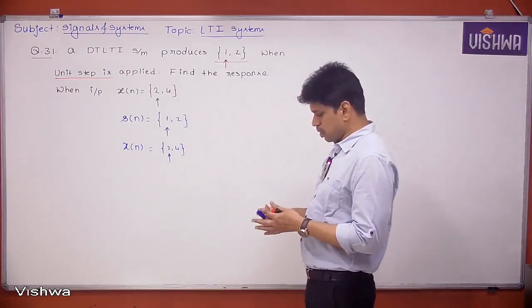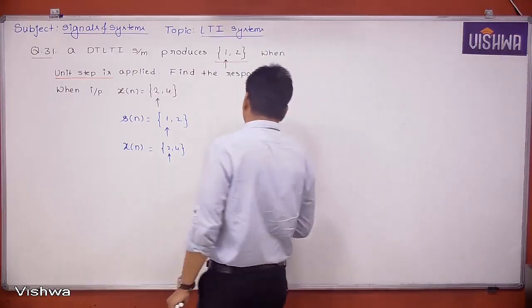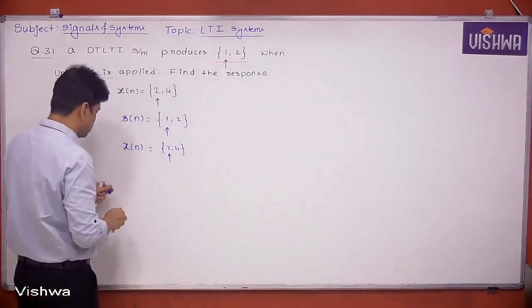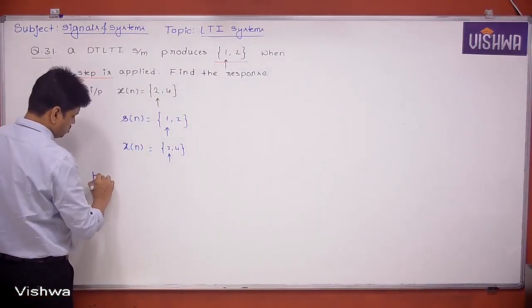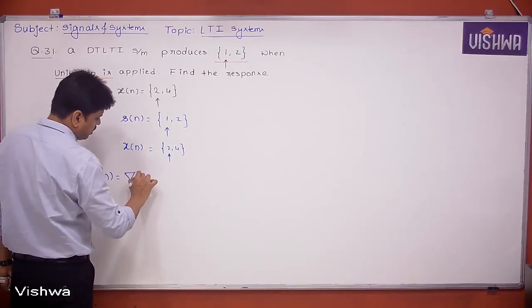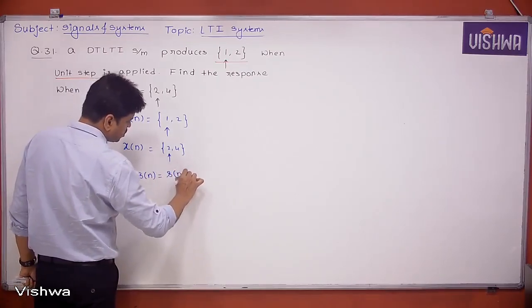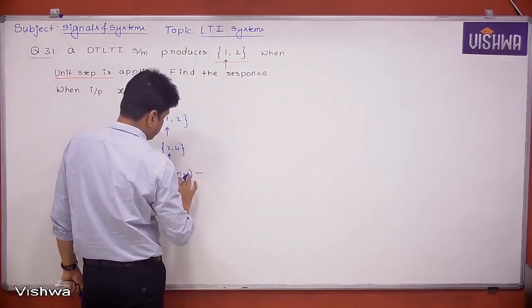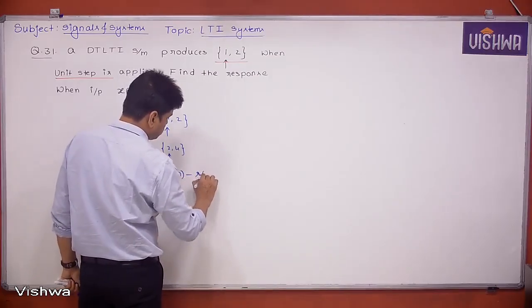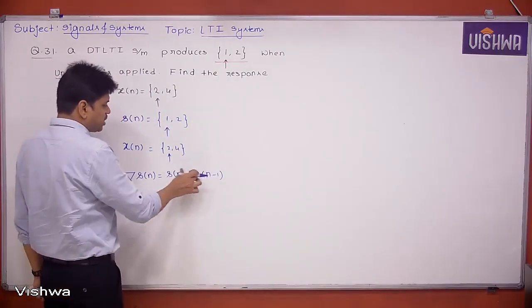Let's see. We know the relation between step response and impulse response. Suppose we try to find h of n. What is h of n? It is the difference of s of n, that is, s of n minus s of n minus 1. So we have to subtract these two signals.